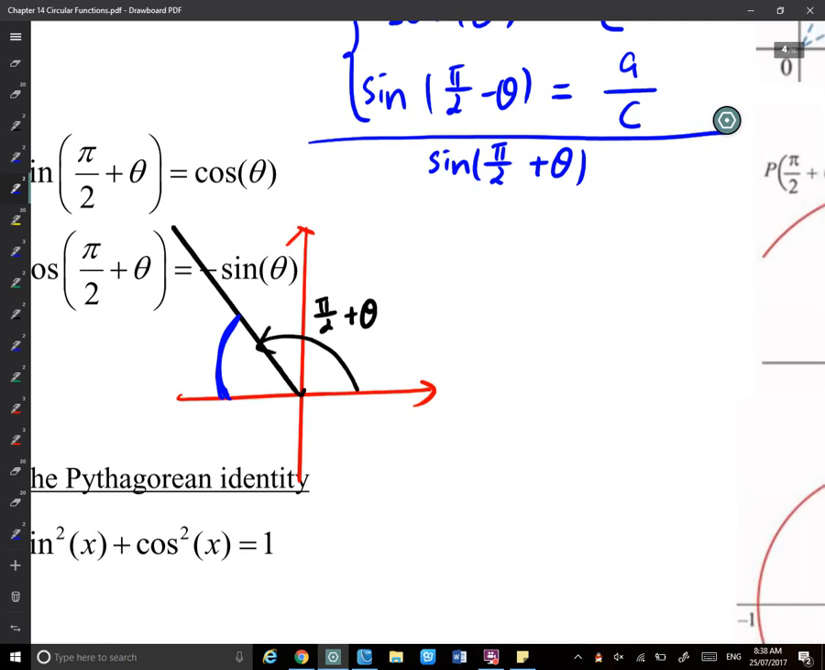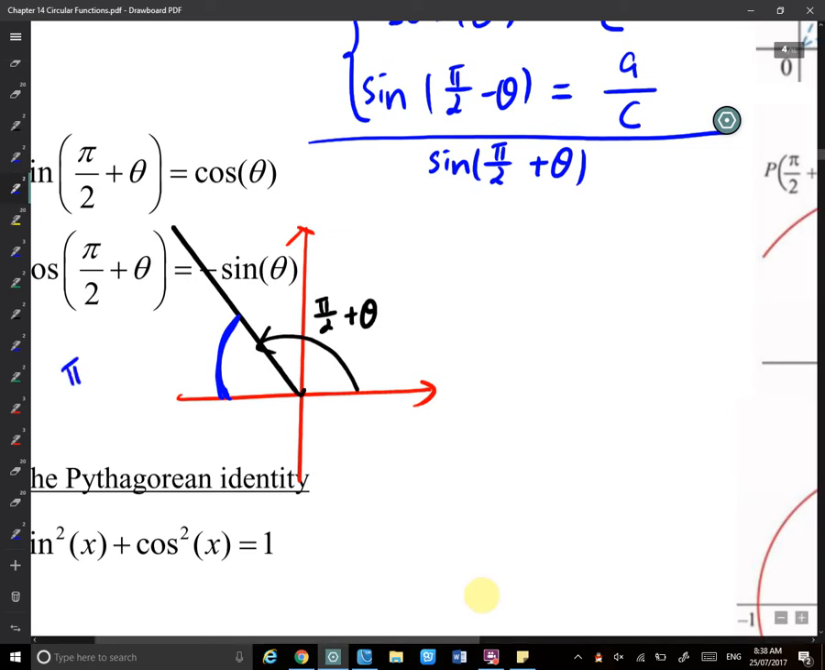Yeah, pi minus this angle, right? So it's pi minus bracket pi over 2 plus theta. So what does that equal? That's pi over 2 minus theta. Okay, that's the reference angle.